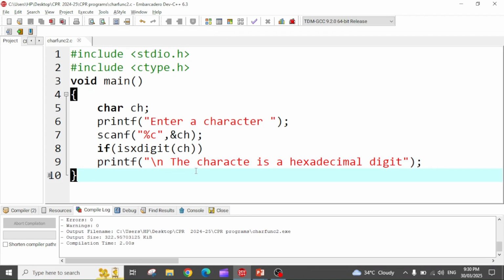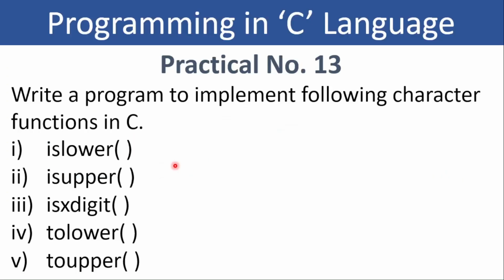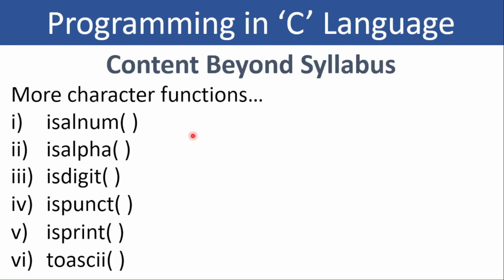Now these are all the functions which are there as a part of the ctype.h library. Apart from those functions, which are not there in our curriculum, that is content beyond syllabus, there are still some more functions which fall under the character category, and these functions we will study in brief. First one is isalnum, second one is isalpha, third is isdigit, fourth is ispunct, fifth one is isprint, and sixth one is toascii. So it is character conversion. The last one is character conversion, and the first five functions are character testing functions.